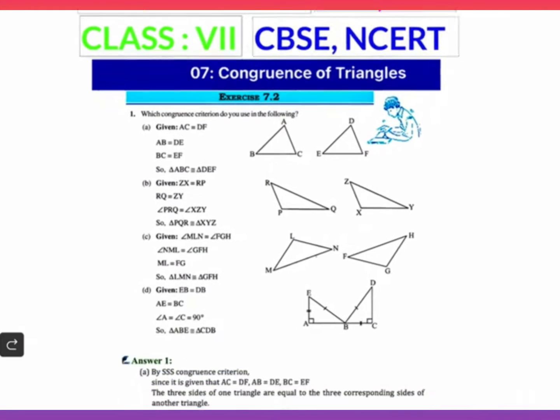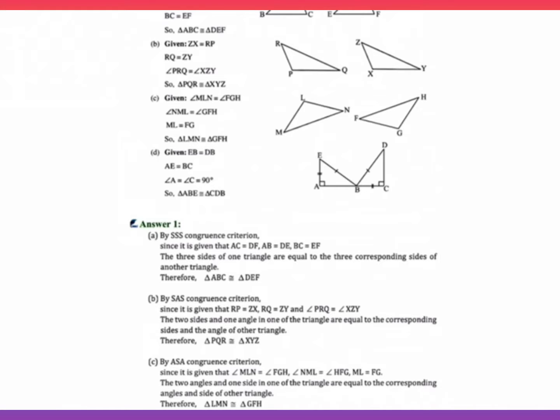Yes, of course you can say that the solution of this question is by SSS congruency, because three sides are given here. So you can say that by SSS congruency criteria, that is three sides AC equal to DF, AB equal to DE, BC equal to EF. So the three sides of one triangle are equal to the three corresponding sides of another triangle, therefore triangle ABC congruent to triangle DEF, means here we used SSS congruency criteria.